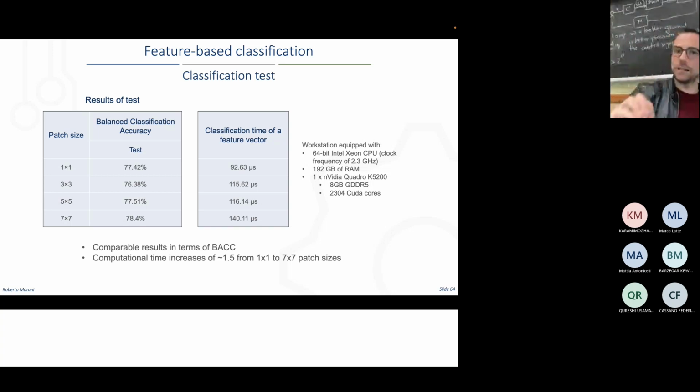But now, in the classification test, we get these results. So actually comparable. This is the balanced classification accuracy. These are the times, and of course, time increases as you are increasing the number of entries of the feature vectors.